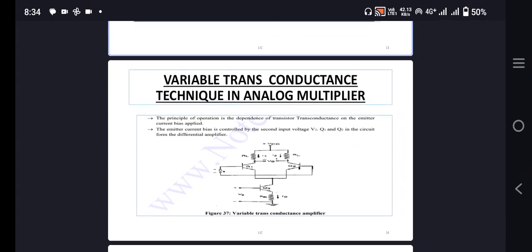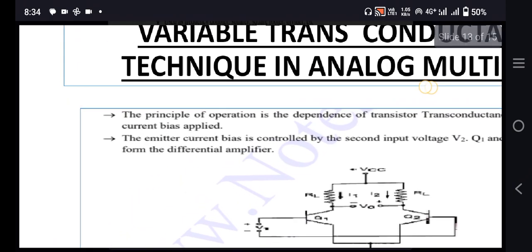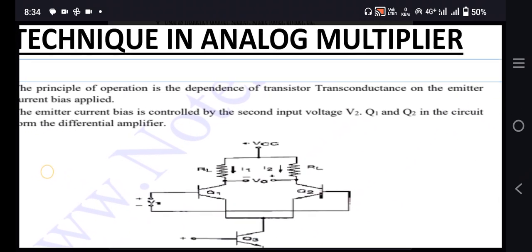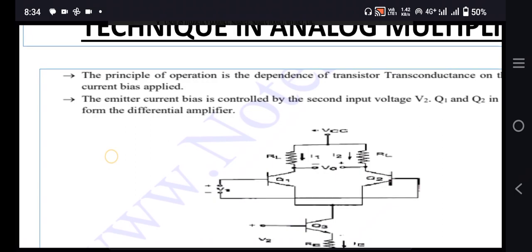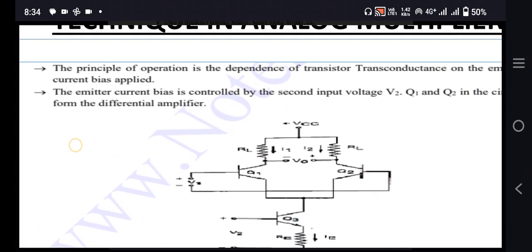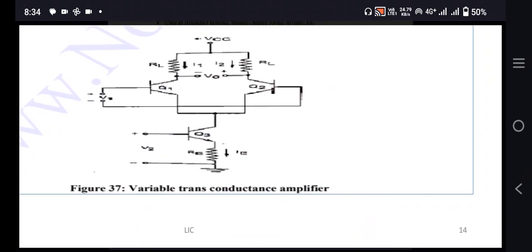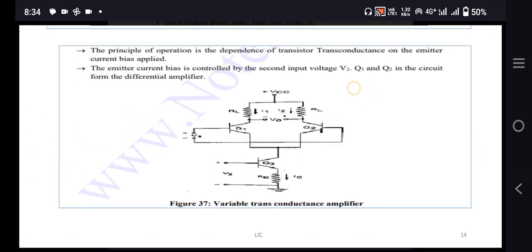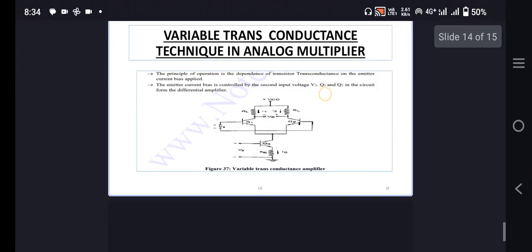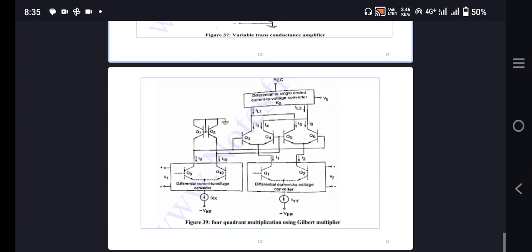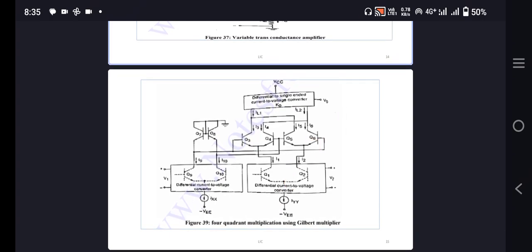The next type is variable transconductance technique in analog multiplier. The principle of operation is the dependence of transistor transconductance on the emitter current bias applied. The emitter current bias is controlled by second input V2. Q1 and Q2 in the circuit form the differential amplifier. The four-quadrant multiplication using Gilbert multiplier circuit is shown in the diagram.